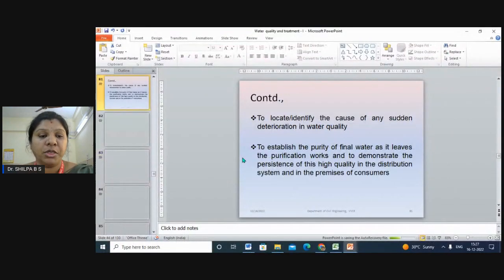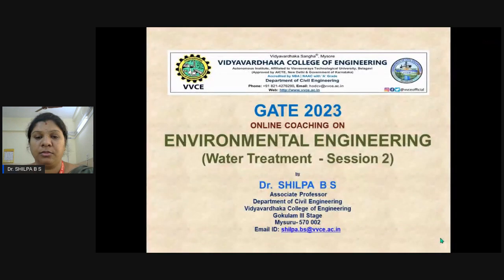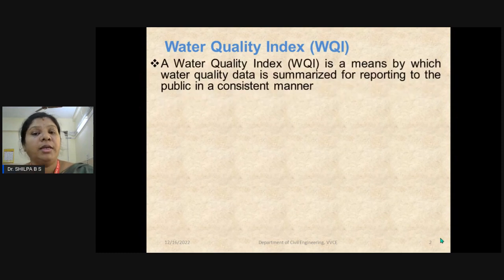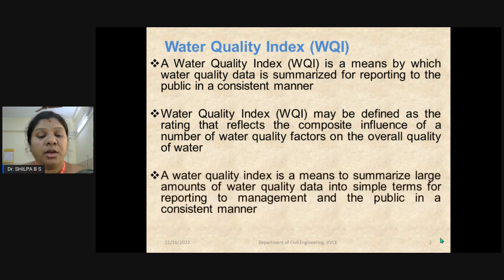Next, to proceed with the water quality index, we will learn about the WQI. A water quality index is a means by which water quality data is summarized for reporting to the public in a consistent manner. The water quality index may be defined as the rating that reflects the composite influence of a number of water quality factors on the overall quality of water. It is also defined as a means to summarize large amounts of water quality data into simple terms for reporting to management or to the public to make a decision.